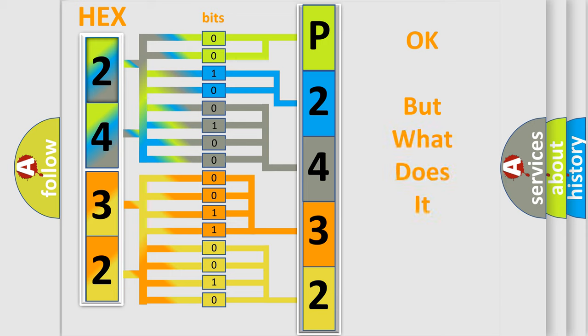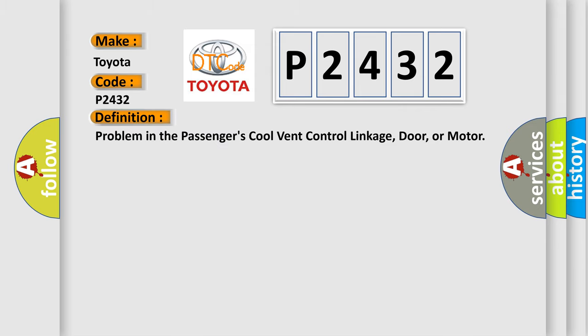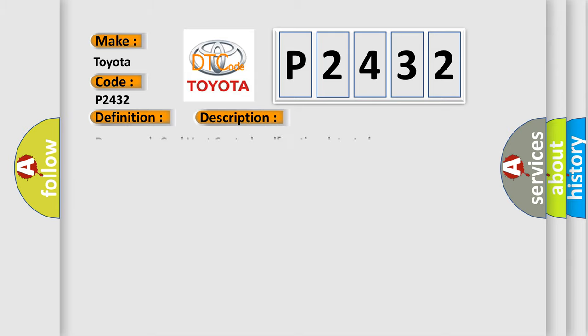The number itself does not make sense to us if we cannot assign information to what it actually expresses. So, what does the diagnostic trouble code P2432 interpret specifically for Toyota car manufacturers? The basic definition is a problem in the passenger's cool vent control linkage, door, or motor. And now this is a short description of this DTC code: passenger's cool vent control malfunction detected.